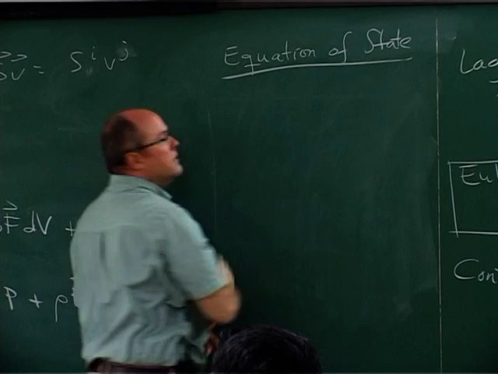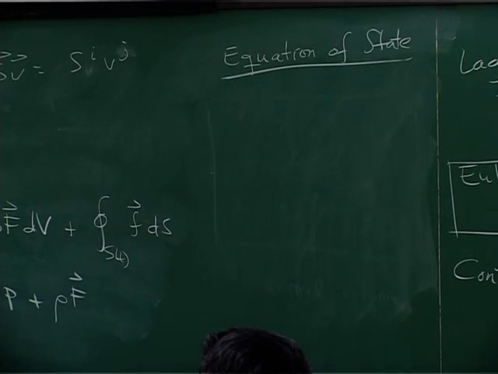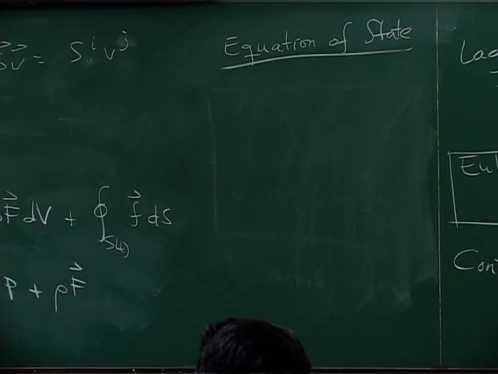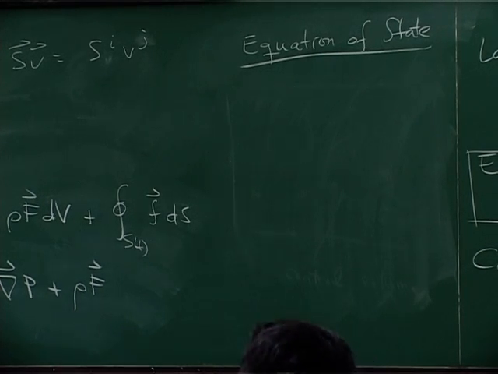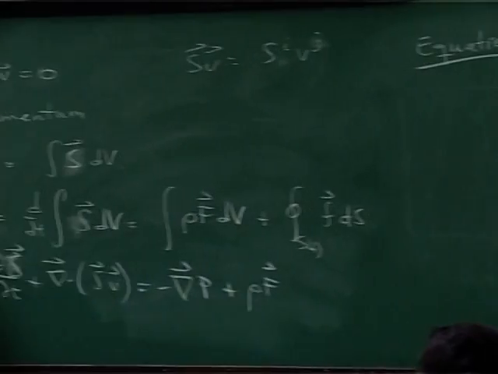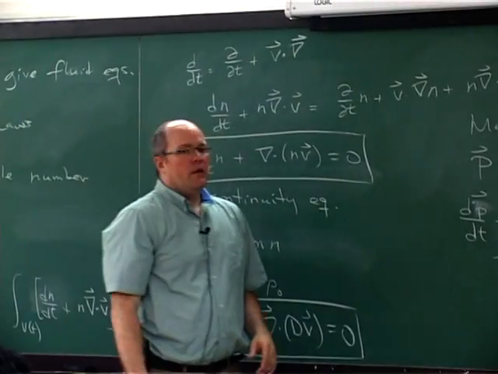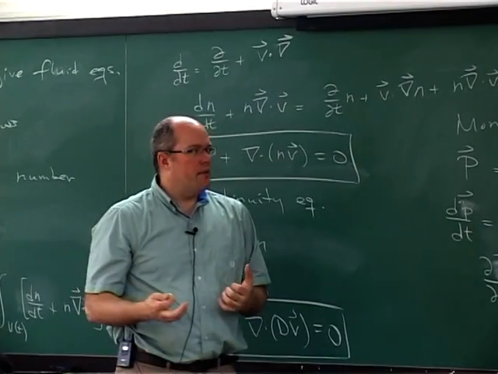So we have 6 equations because we have the continuity equation also. So this is 1. And I have 1, and I also have 1 for energy, and then the 3 here. The equation of state comes from thermodynamics.